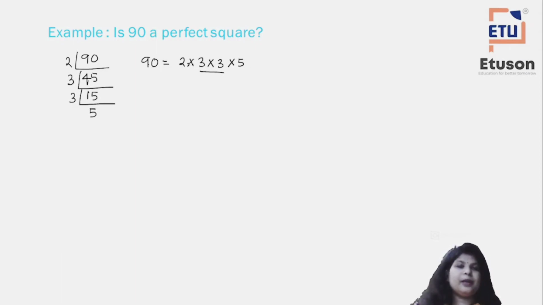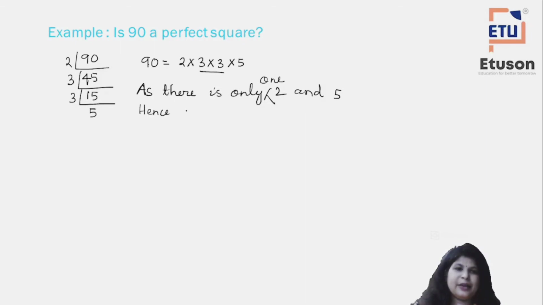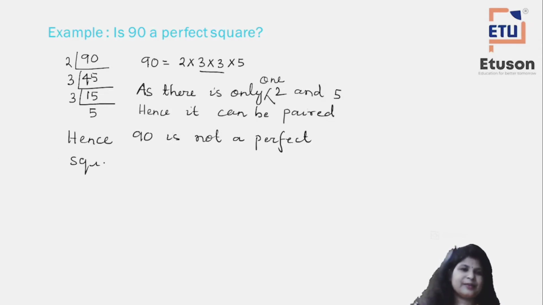But what about a pair for 2 and 5? It is not available. There is only one 2 and one 5. Hence, it cannot be paired. Hence, 90 is not a perfect square. Correct? Hope you have understood.